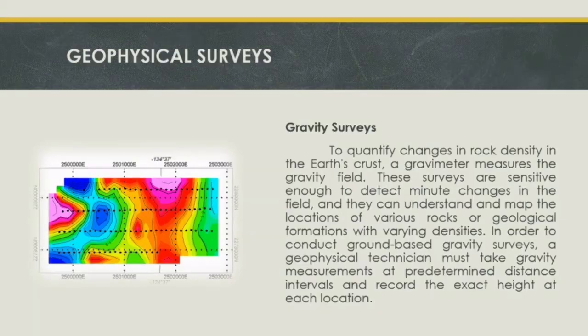Gravity surveys. To quantify changes in rock density in the Earth's crust, a gravimeter measures the gravity field. These surveys are sensitive enough to detect minute changes in the field, and they can understand and map the locations of various rocks or geological formations with varying densities. In order to conduct ground-based gravity surveys, a geophysical technician must take gravity measurements at predetermined distance intervals and record the exact height at each location.